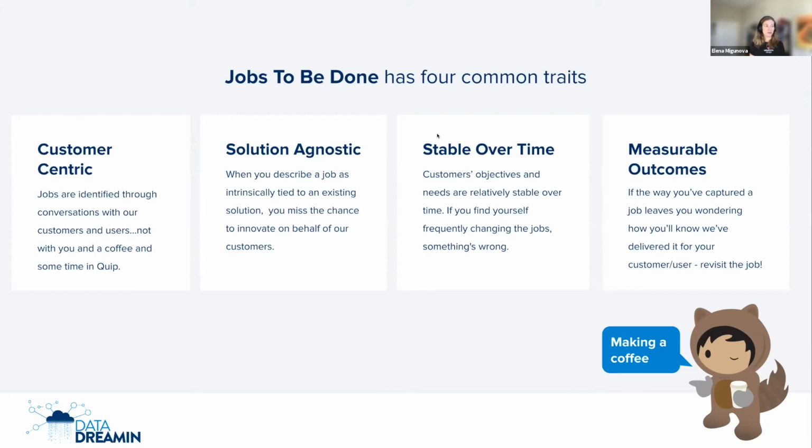Jobs are stable over time, so rarely customers' objectives really change drastically. So if you find yourself frequently changing the jobs for your product, then something's wrong. You may want to rethink this job that you're putting together. Jobs, most importantly, need to always have measurable outcomes, meaning that there's always a success criteria for the job. So again, for making a coffee, obviously the success criteria would be me enjoying my coffee.